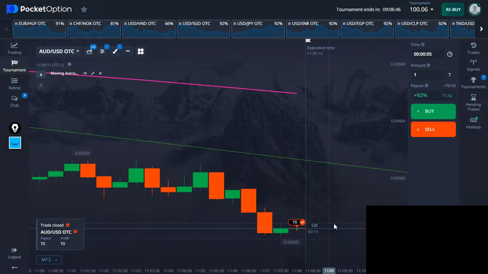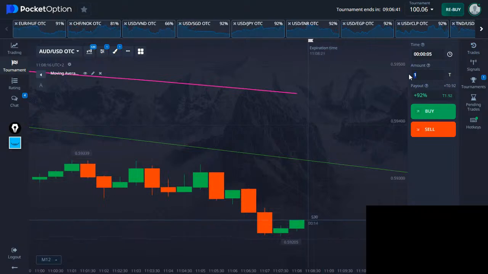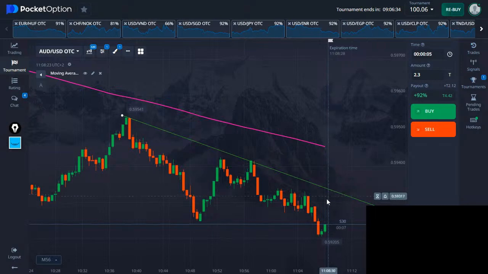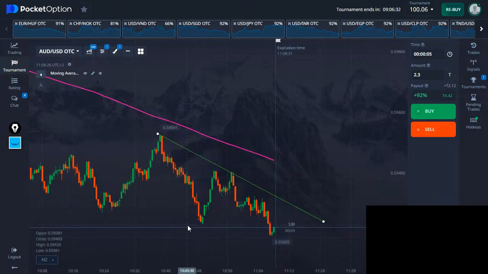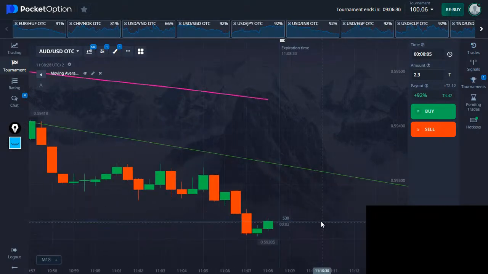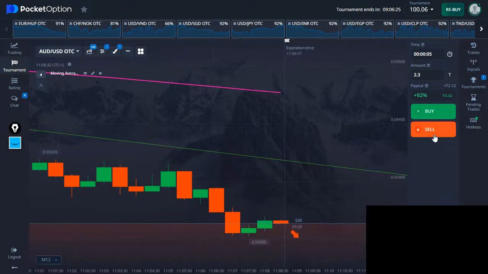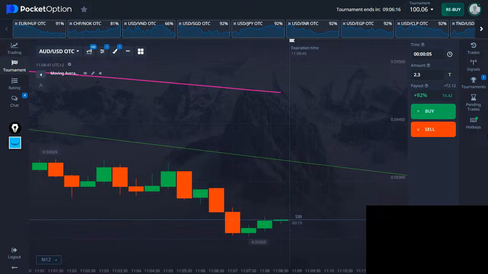Okay, let's see. All right, so that's a loss 2.3. We increase the amount. That was very close. However, the sellers are stepping in. This zone over here was breached as well. So we have the sellers with us. Give me red, green, green. We don't do anything. We wait.